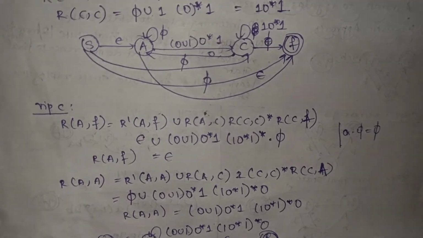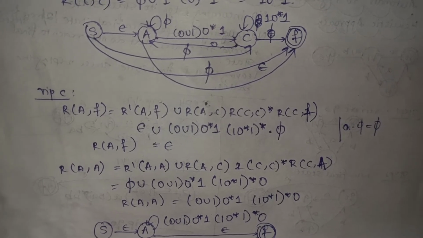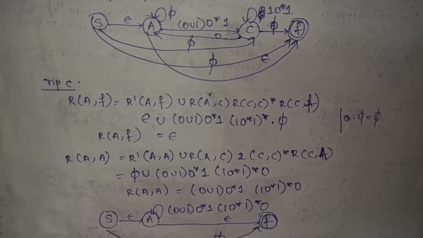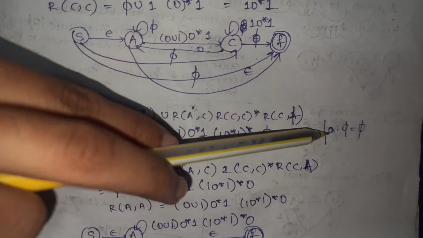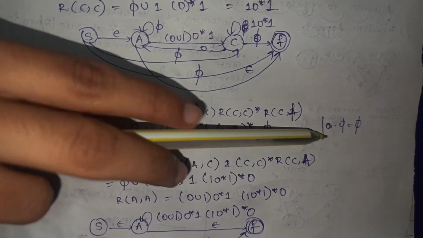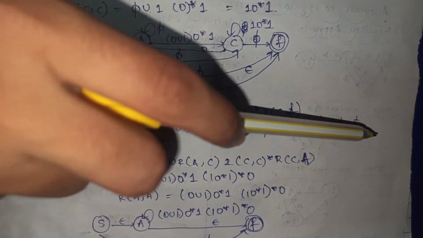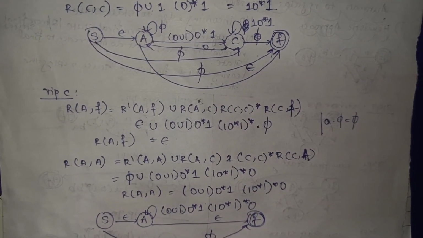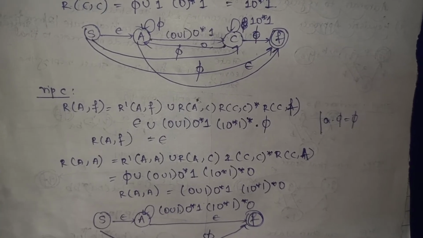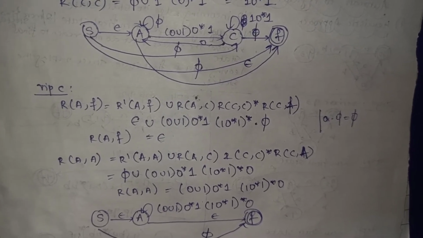One thing to remember here is, if it is phi whole star, that means it is epsilon. And suppose you have some expression concatenated with phi, it will be phi, because you can take phi as 0 and epsilon as 1, so the product will be 0.